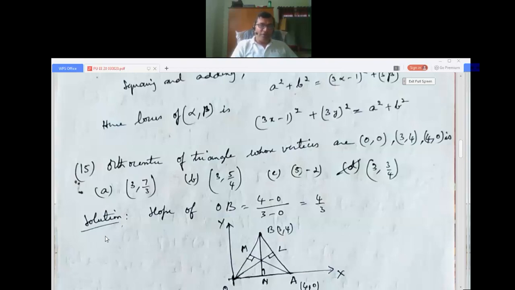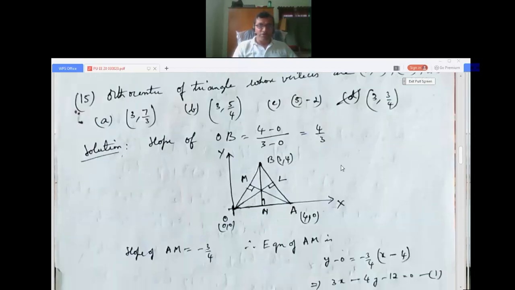First of all, again I repeat the problem. The orthocenter of the triangle. You should also know what the orthocenter is, I will just briefly tell you. The orthocenter of the triangle whose vertices are 0, 0, 3, 4, 4, 0. The options are 3, 7 by 3, first option; second option 3, 5 by 4; third option 5, minus 2; fourth option 3, 3 by 4. Okay. Orthocenter means the point of intersection of the altitudes of a triangle.